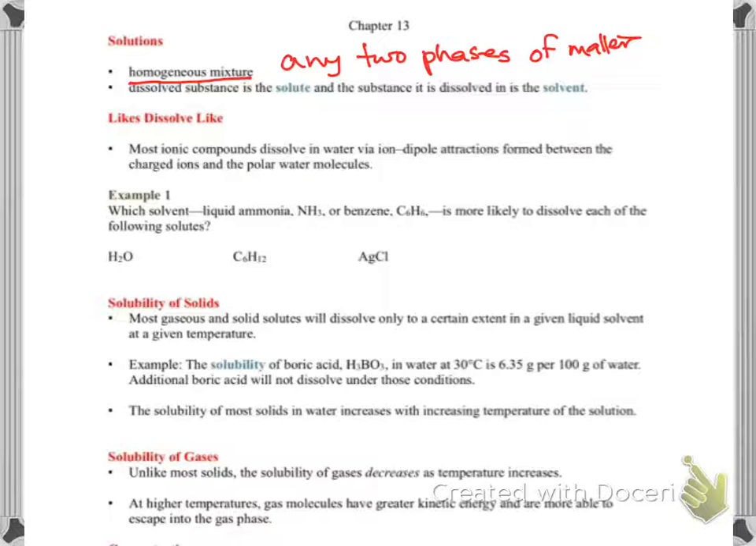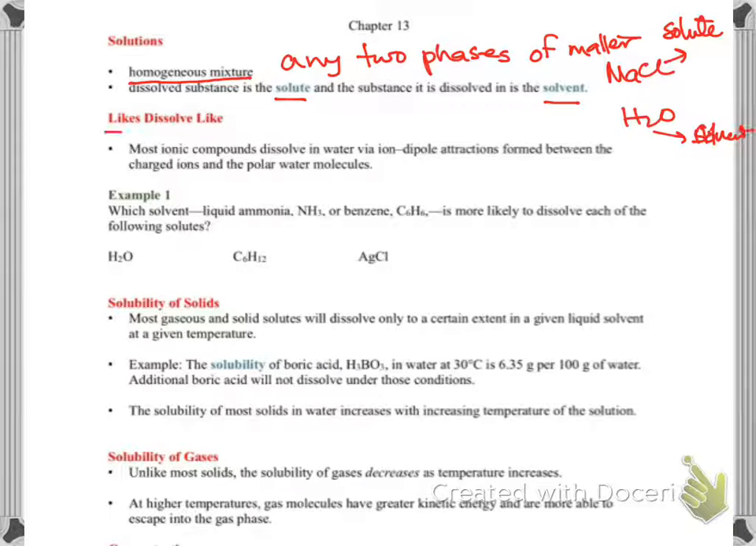A solution is made up of solute and solvent. The dissolved substance is the solute and the substance it is dissolved in is the solvent. For example, if you take a pinch of salt and dissolve it in water, then salt is the solute and water is the solvent.